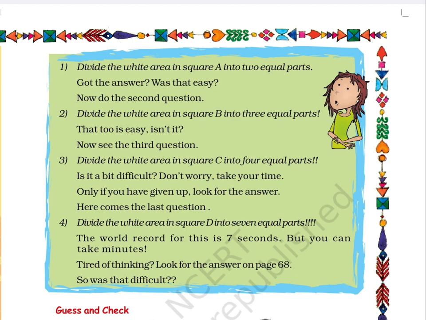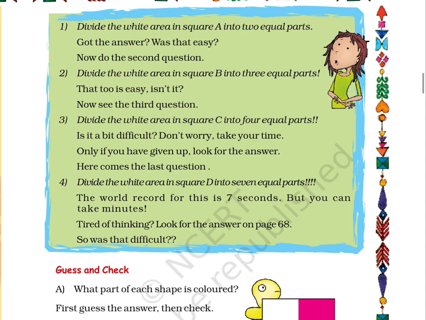Here comes the last question. 4. Divide the white area in square D into 7 equal parts. The world record for this is 7 seconds, but you can take minutes. Tired of thinking? Look for the answer on page 68. So, was that difficult? Guess and check.